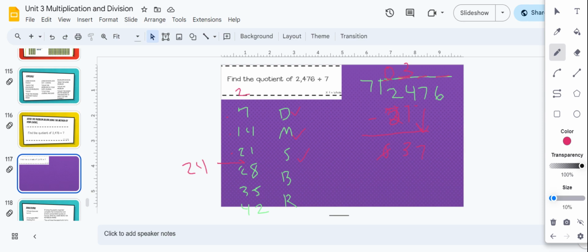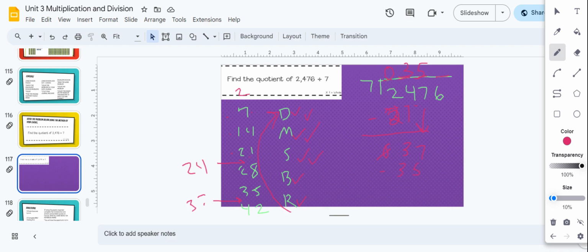Okay? And then I'm going to repeat, which means I'm going to go back up and I'm going to divide again. 7 into 37. 37 would be right here. So how many groups of 7 can I make? 1, 2, 3, 4, 5. So I'm going to put a 5. And that's my divide step. Then I'm going to do multiplication. 5 times 7 is 35.